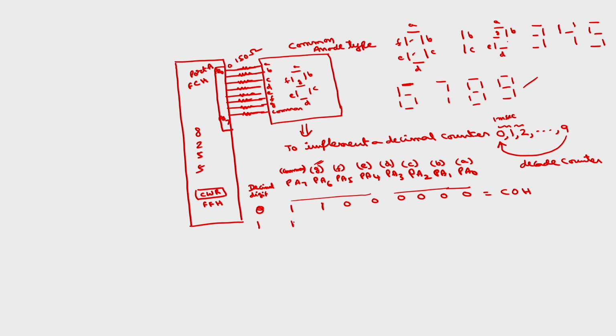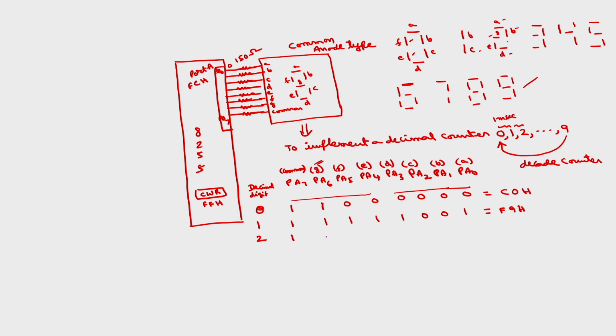This will always be 1 because this is common anode type. To display 1, I want to glow only B and C, and the remaining all have to be 1. So, this is 1, 1, 1 except B and C. Both B and C should be 0, and this will be 1. What is the code? F9H. Corresponding to 2, I want to glow A, B, D, E, G. Okay. So, what is the code? This will be 1.